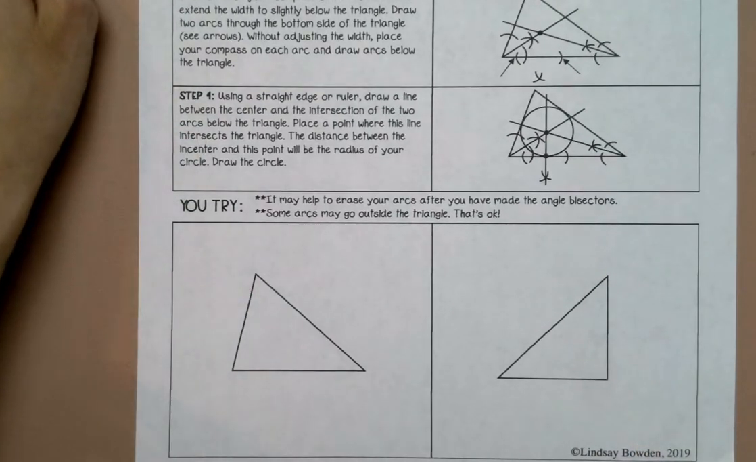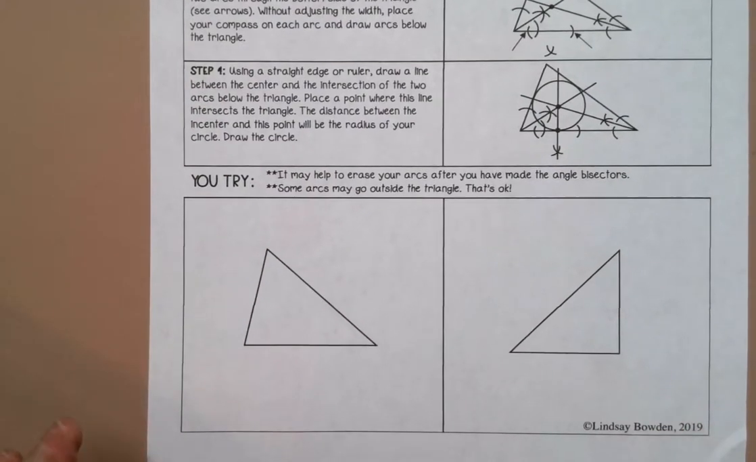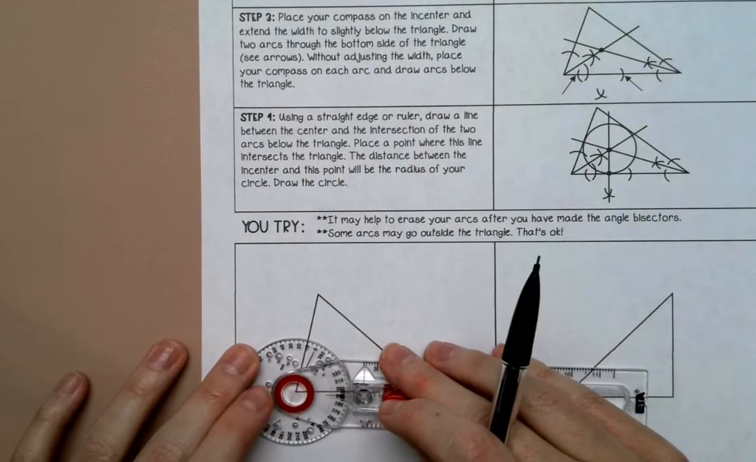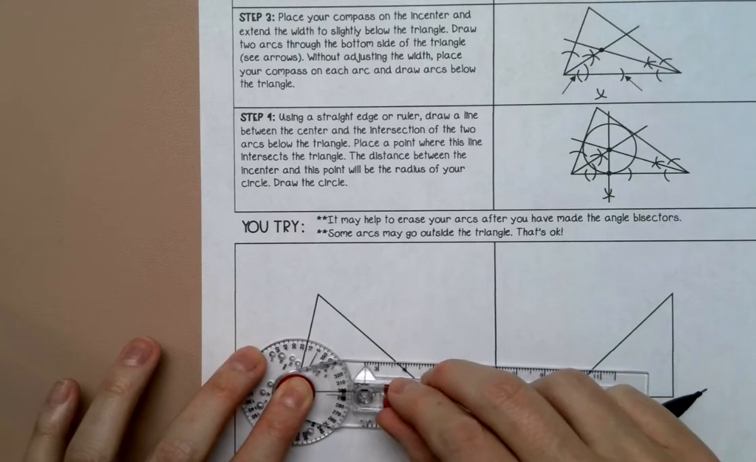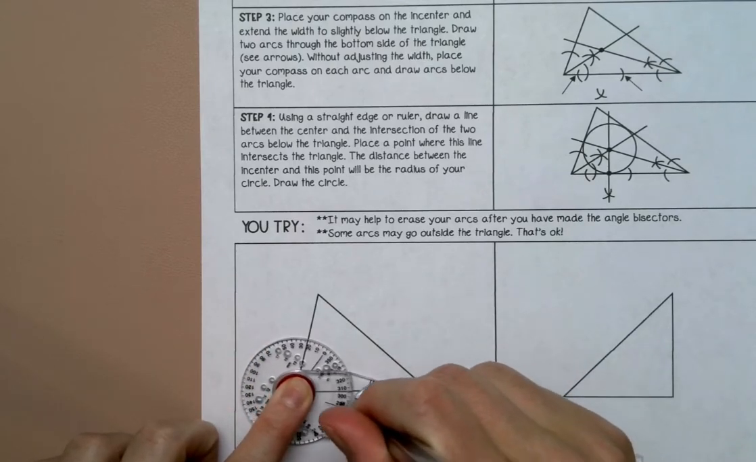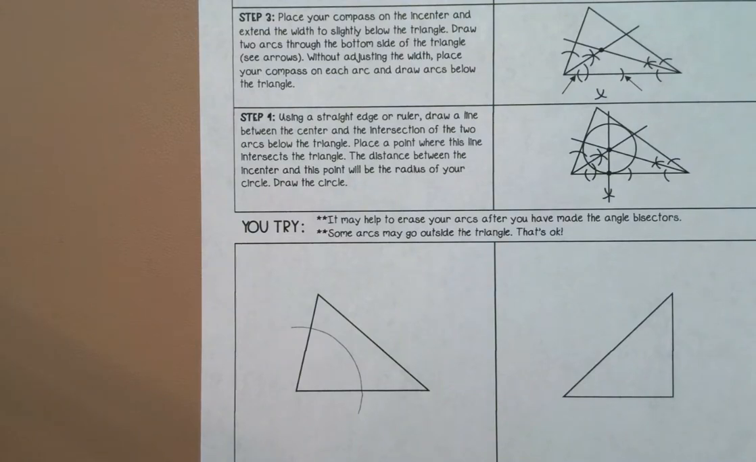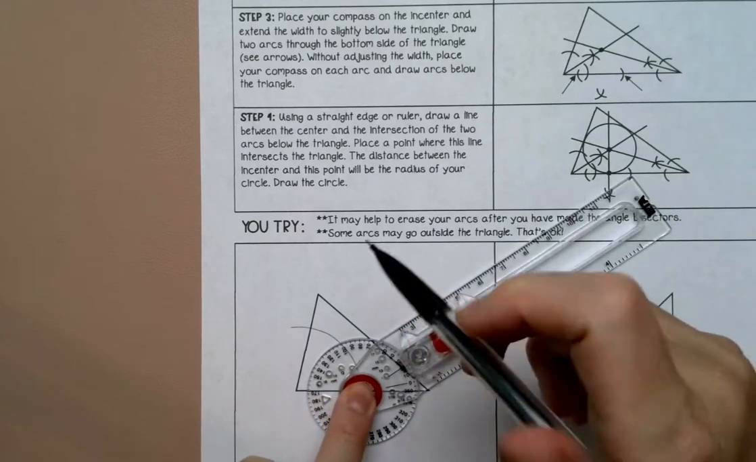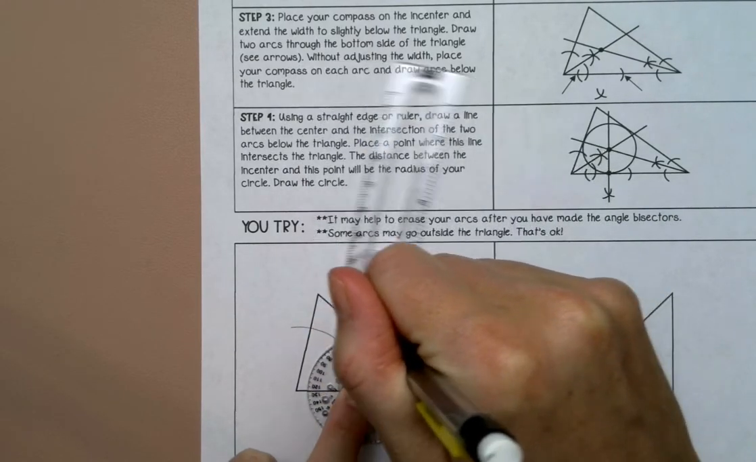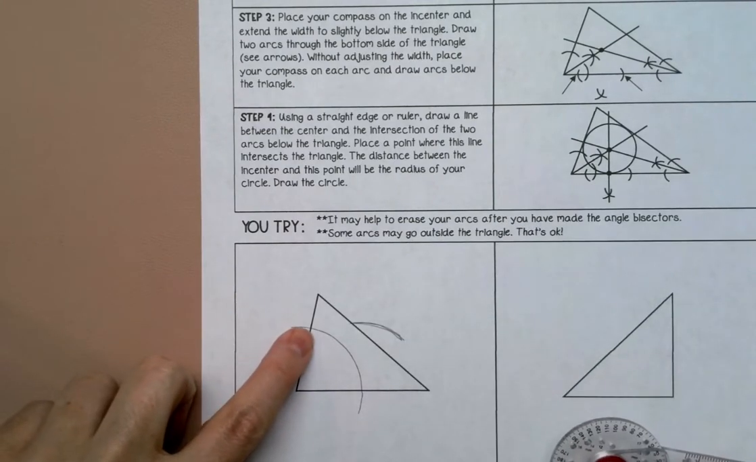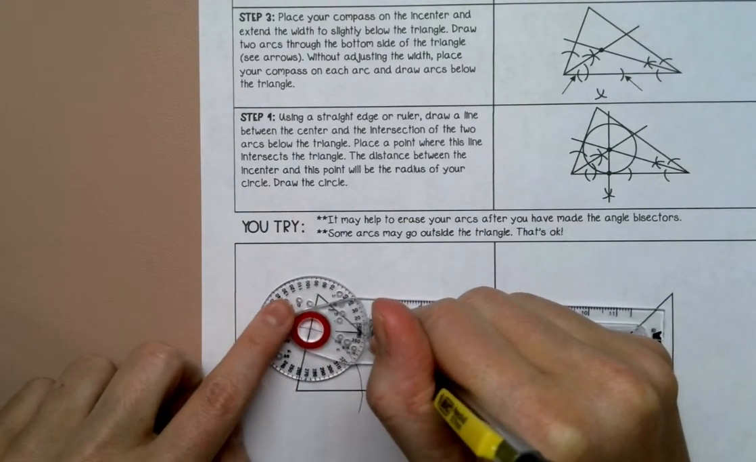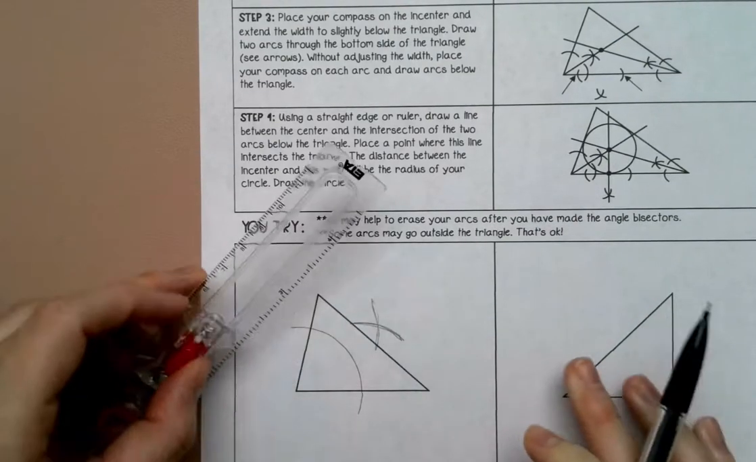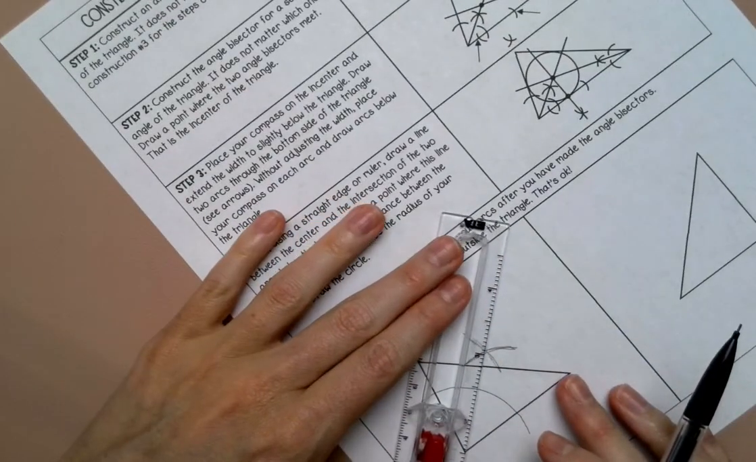So the first thing that you're going to do is construct the angle bisector of one of the angles, and it doesn't matter which one. So remember, for an angle bisector, you're going to put your compass on one of the vertices of the triangle, and you're going to draw an arc. And then without changing the width, you're going to put your compass on where the arc intersected the side, and you're going to draw an arc in the middle, and then the same from this side. And then I'm going to connect the vertex and where these two arcs intersected.